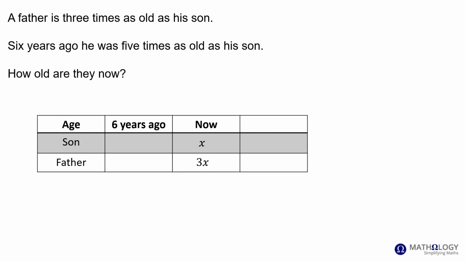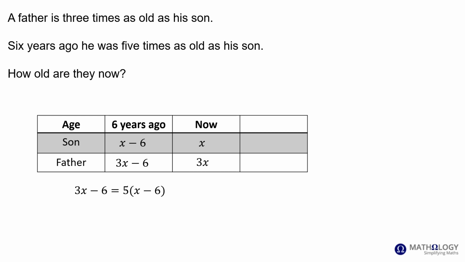Since the son is x years old now, he was x minus 6 years ago. Likewise, the father was 3x minus 6 years ago. We now need to equate these two expressions. We are told that 6 years ago, the father was 5 times as old as his son. So, whatever the son's age was 6 years ago, we multiply it by 5, and equate it to the father's age 6 years ago. In other words, 3x minus 6 equals 5 times (x minus 6).